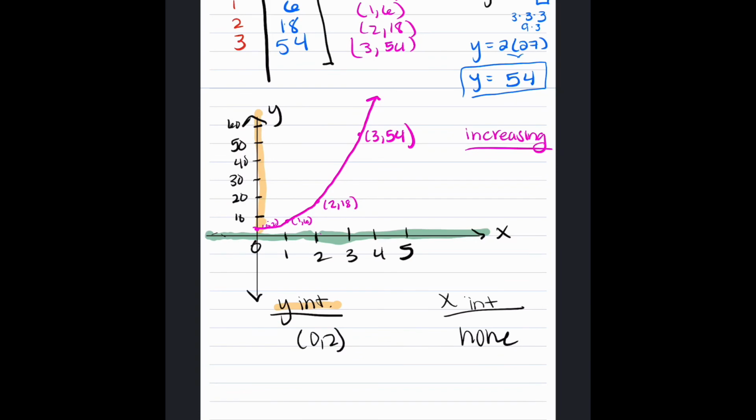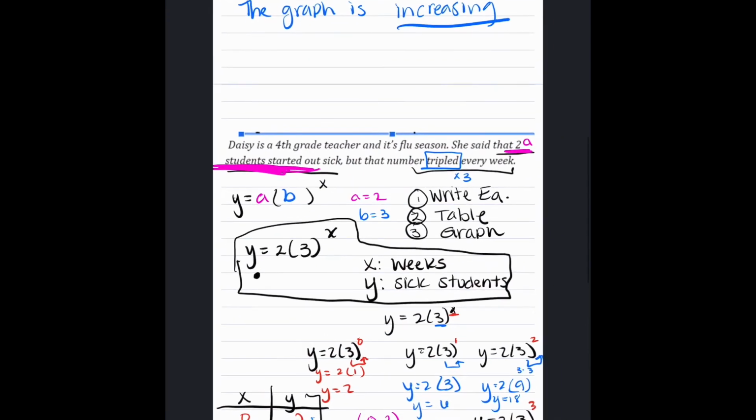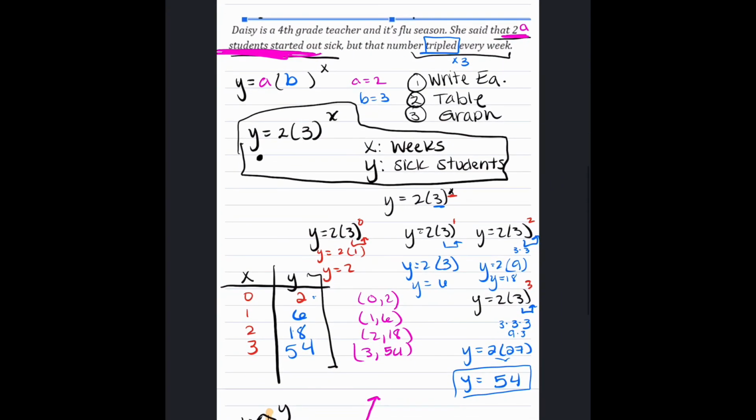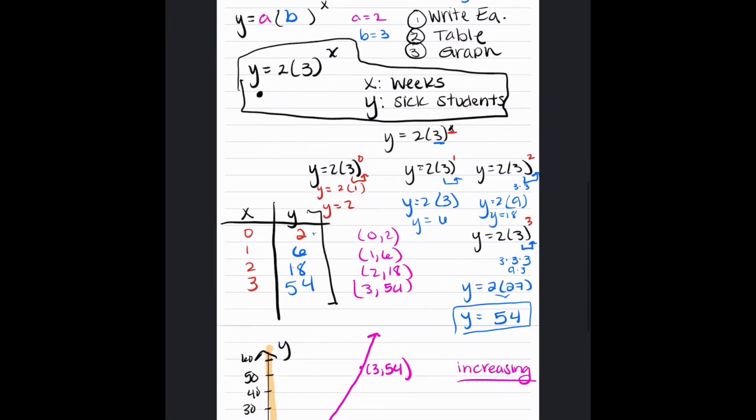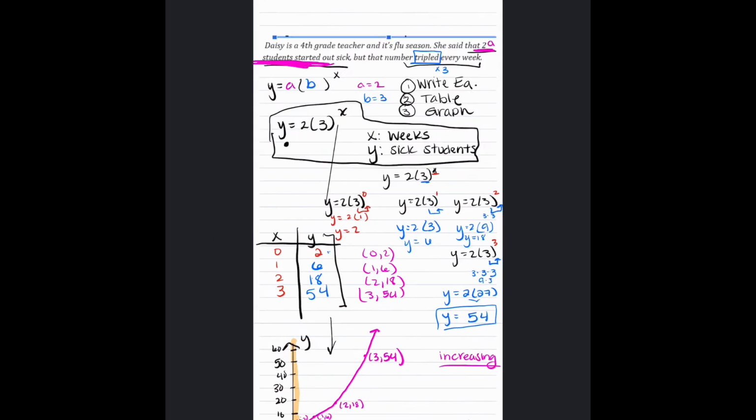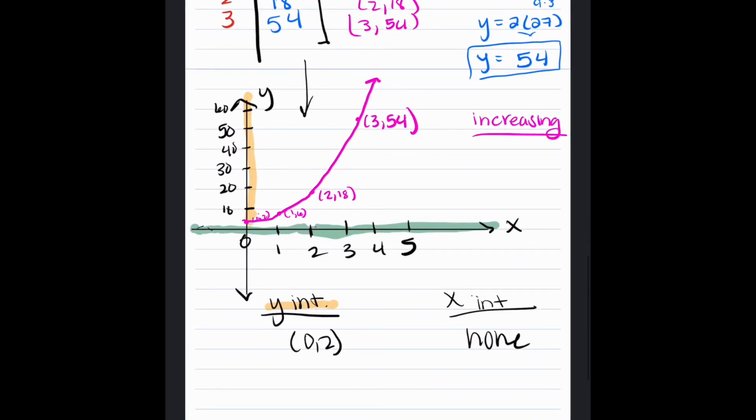And that's pretty much it. We had this situation where it said that 2 students started out sick and that number tripled. We wrote the equation that matched, created the table, and then from that table, we made the graph here. In our graph too, we could even say that X represents the weeks again, and Y represents the sick students. I'm going to put kids.